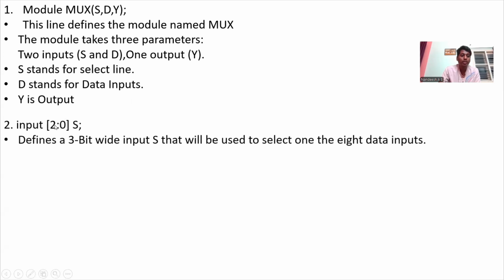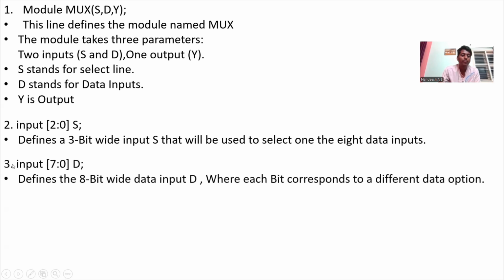The explanation for this: the first line, module mux (s, d, y), defines the module named mux. The module takes three parameters, two inputs, that is s and d, and one output, that is y. S stands for select line, D stands for data inputs and Y is for output. The second line, input [2:0] s, defines a 3-bit wide input s that will be used to select one of the 8 data inputs. Third, input [7:0] d defines the 8-bit wide data input d, where each bit corresponds to a different data option.